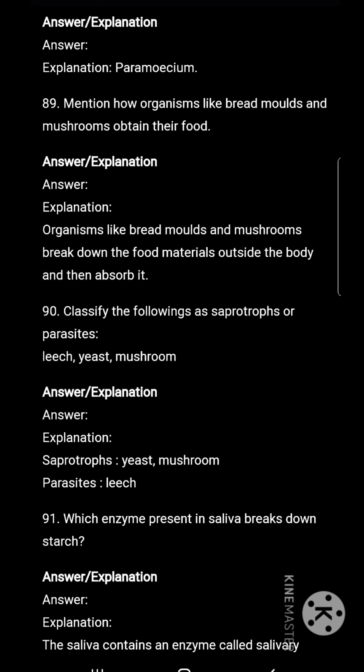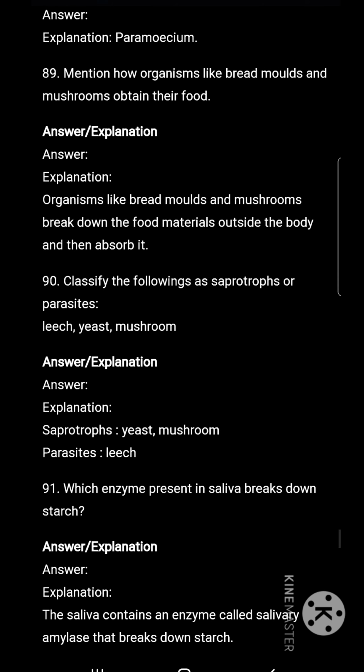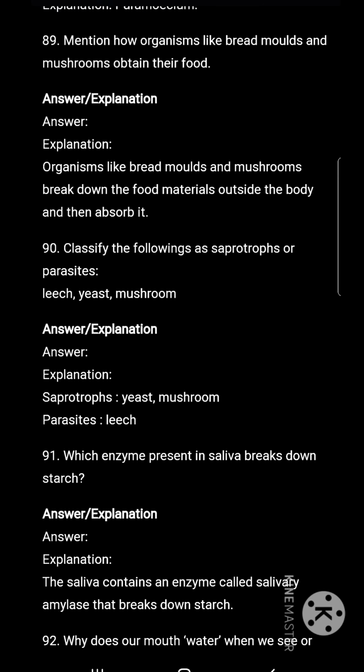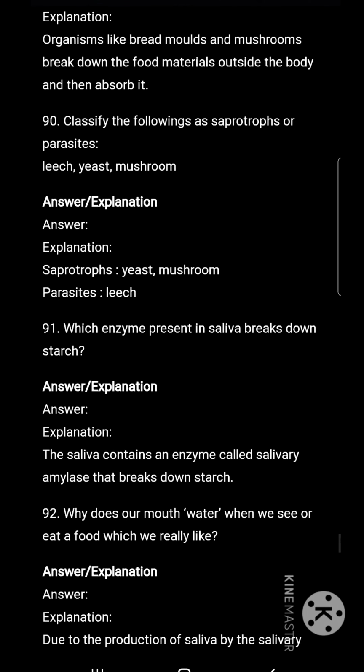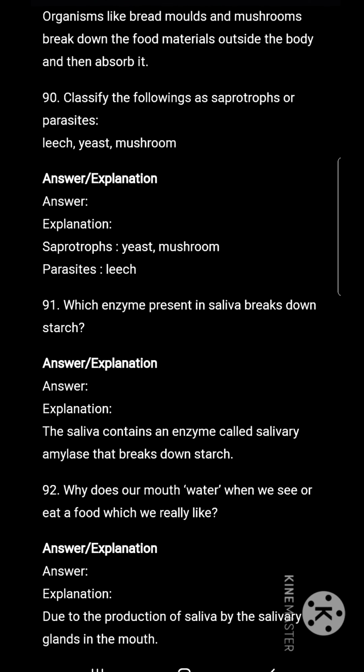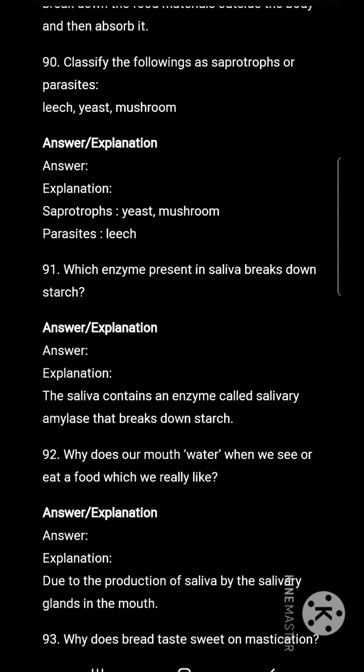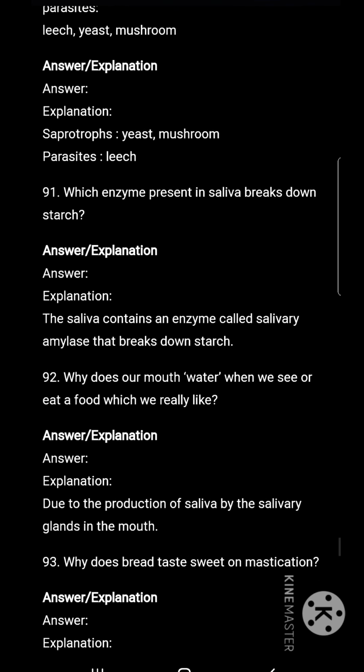Mention how organisms like bread molds and mushrooms obtain their food. Organisms like bread molds and mushrooms break down the food particles outside the body and then absorb it. Classify the following as saprotrophs and parasites: leech, yeast and mushroom. Saprotrophs are yeast and mushroom, whereas the parasite is the leech.